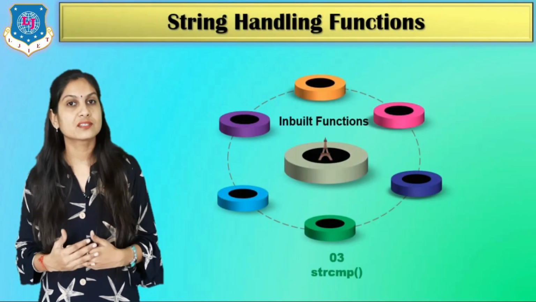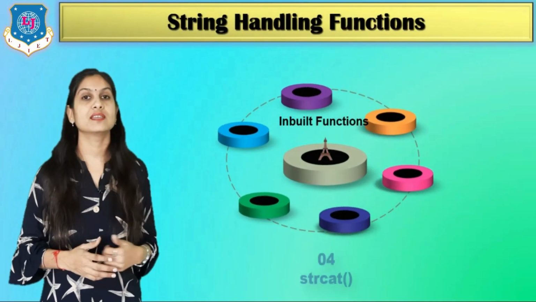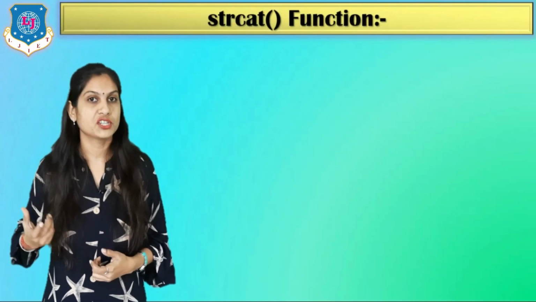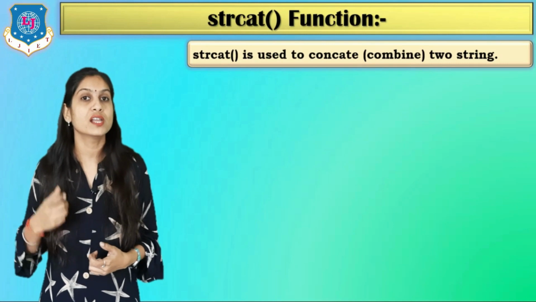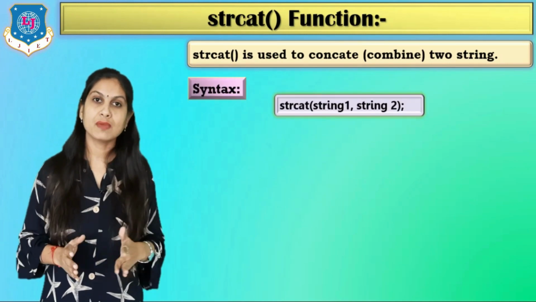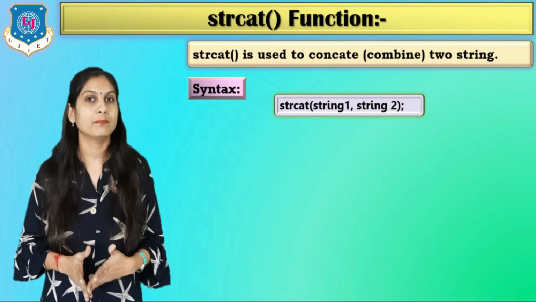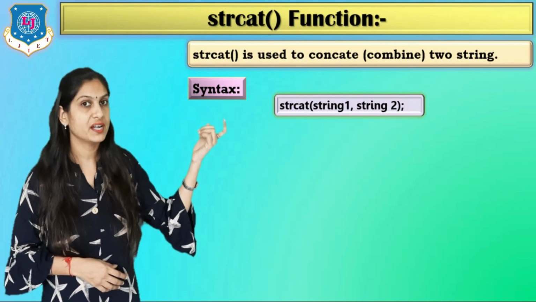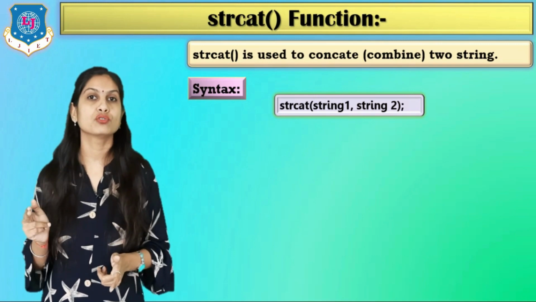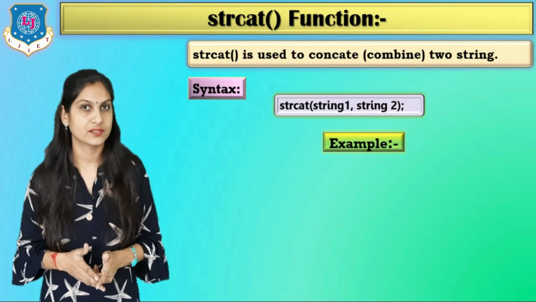Now move to the next function, that is strcat. The full form of this function is concatenation. So cat stands for to combine two strings. Clear? And the syntax is same as strcpy, strcmp. We have to write the function name, that is strcat. Inside bracket there is two string, first string and second string.